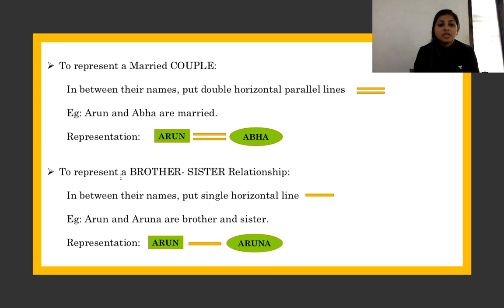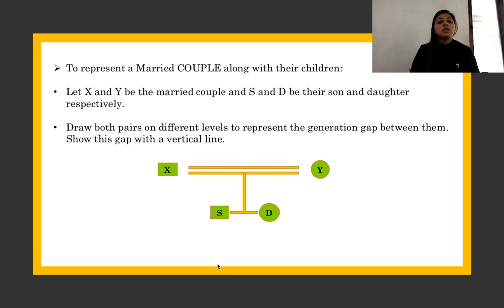they are married. To represent a brother-sister relationship, you put just a single horizontal line. So here Arun and Aruna are brother and sister. Arun is the brother, Aruna is the sister, and they are siblings. So a brother-sister relationship is also called a sibling relationship. If you see the word sibling, it means a brother or sister from the same parents. Okay. And then there are cousins who are brother or sister from different parents.